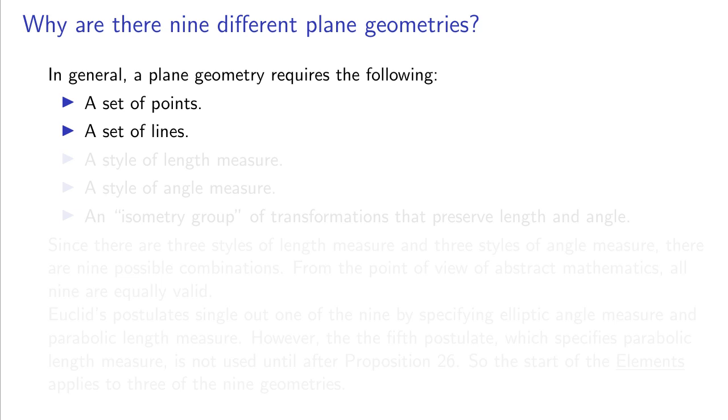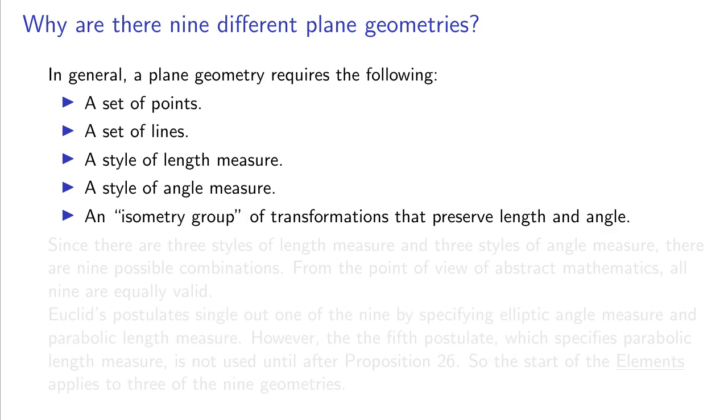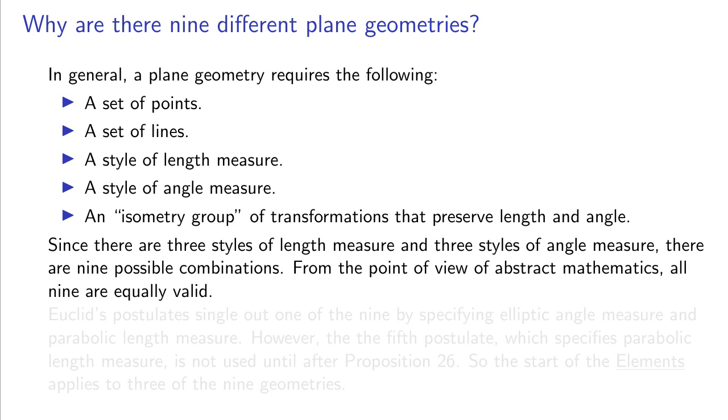So we've got 9 different plane geometries. Why? Because for a plane geometry we need a set of points, we need a set of lines, we need a style of length measure, elliptic, parabolic, or hyperbolic, and we need a style of angle measure, elliptic, parabolic, or hyperbolic. To be complete, we should also specify the so-called isometry group, a group of transformations that preserves length measure and angle measure, but we're not going to get into this subject in sufficient detail in this course to worry about isometry groups. Still, we can see with 3 styles of length measure and 3 styles of angle measure, there are 9 possible combinations. And from the point of view of pure abstract mathematics, all 9 of these plane geometries are equally valid.